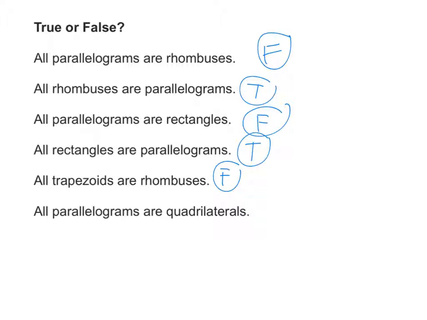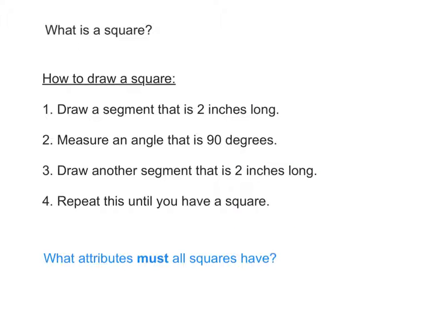Okay? Last one. True or false? All parallelograms are quadrilaterals. True. Very nice. If a square is a quadrilateral with 4 right angles and 4 congruent sides, it is a rhombus with right angles. It's also a rectangle with 4 congruent sides, right? So here's how you draw it.